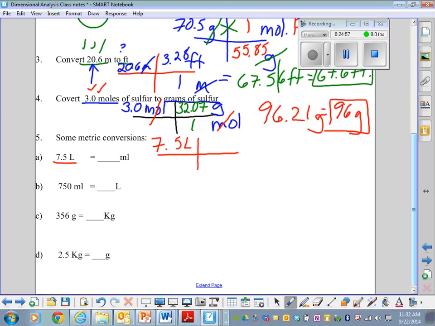7.5 liters. What goes down in the denominator? Liters. And what goes up in the numerator? Milliliters. Well done.